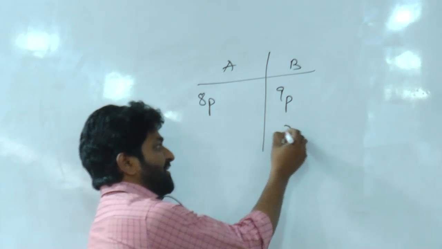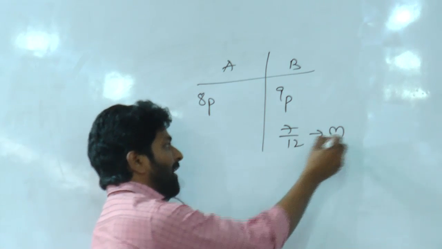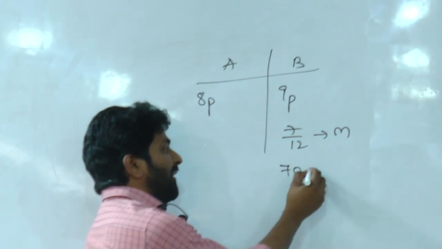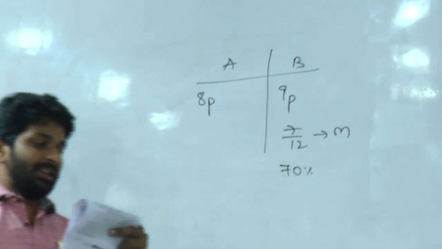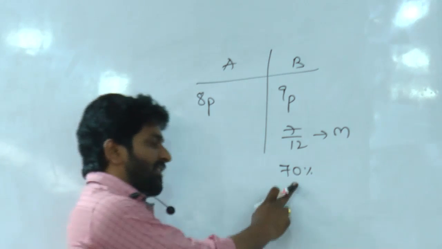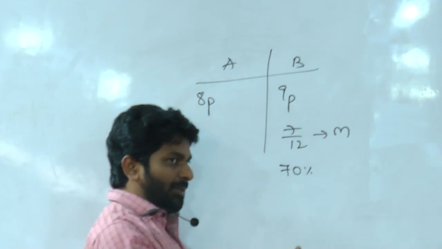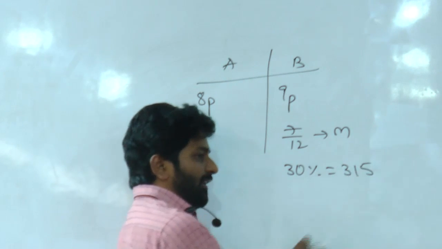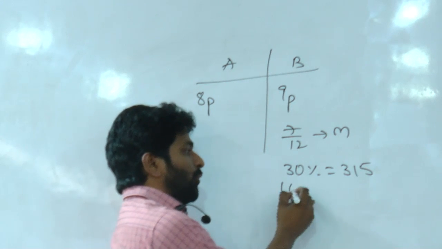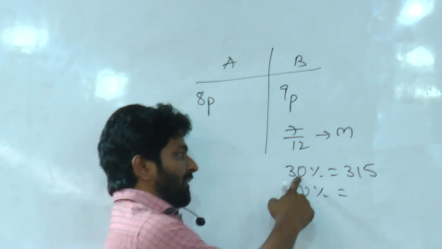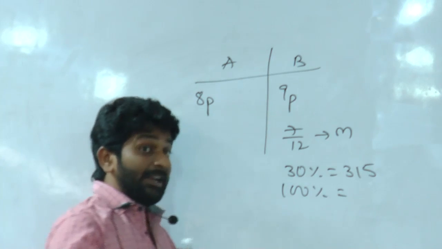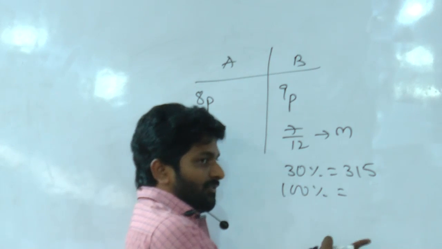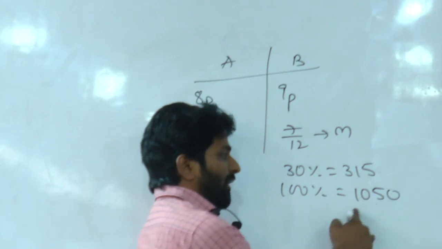Out of this, 7/12 are the male population, and out of the males 70% are literates and the remaining 315 are illiterates. If 70% are literates, what about the remaining people? 30%. So they said 30% is equal to 315, right? Total male in the sense 100%. 30 how many times is 315? 10.5 times. 10.5 times of 100 is 1050. So total males are 1050.